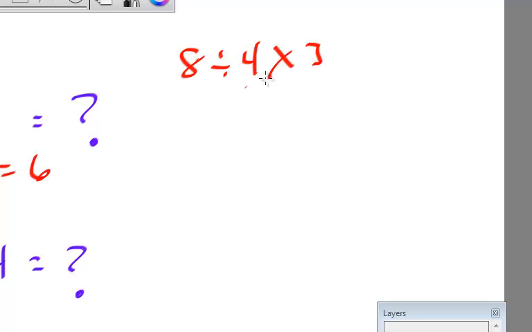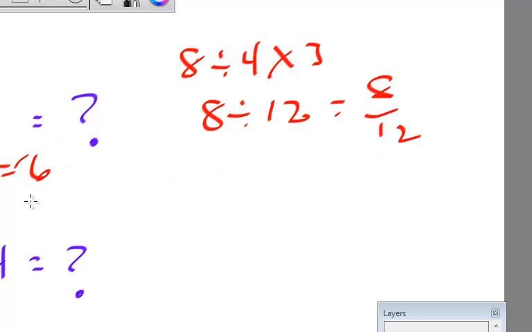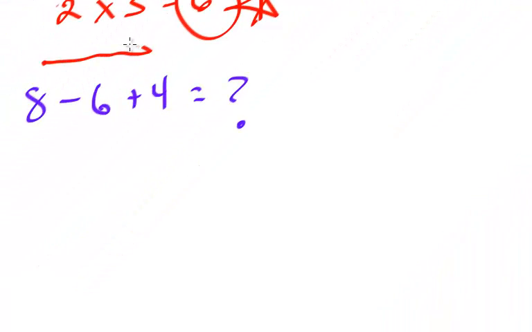Let's just set this up. If you multiplied first, you would get 8 divided by 12, which is 8/12. And that is certainly not 6. So this is the correct way to do it. And the same way with adding and subtracting. You do this left to right when this happens. 8 minus 6 is 2, plus 4 is 6.